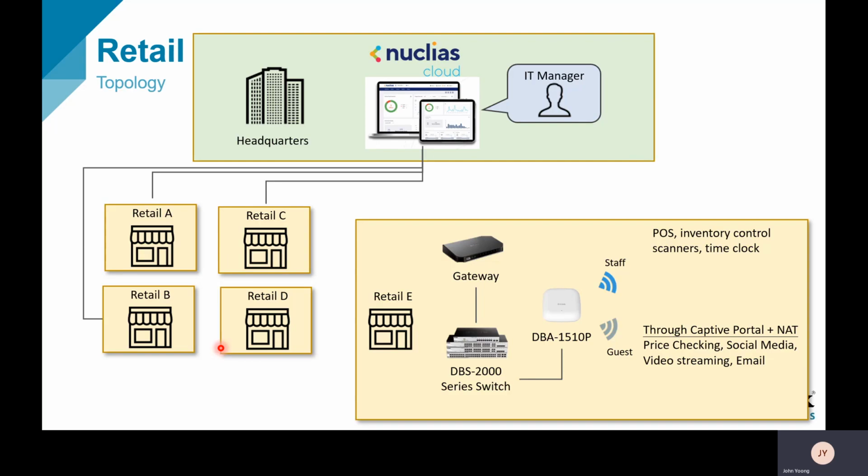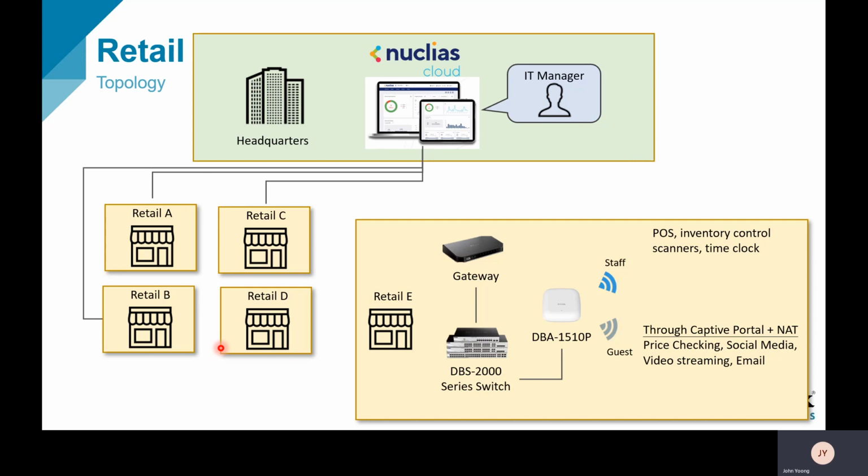So the topology, same thing. The IT administrator will be able to manage all the organizations, or even all the retail stores. Each retail store will have the gateway or the DBS-2000 switch to PoE the DAP series. For the staff, they can connect using WPA2 or WPA3 for their POS, their scanner, and their clock, check-in, check-out. Then for the guest itself, we have the captive portal plus NAT.